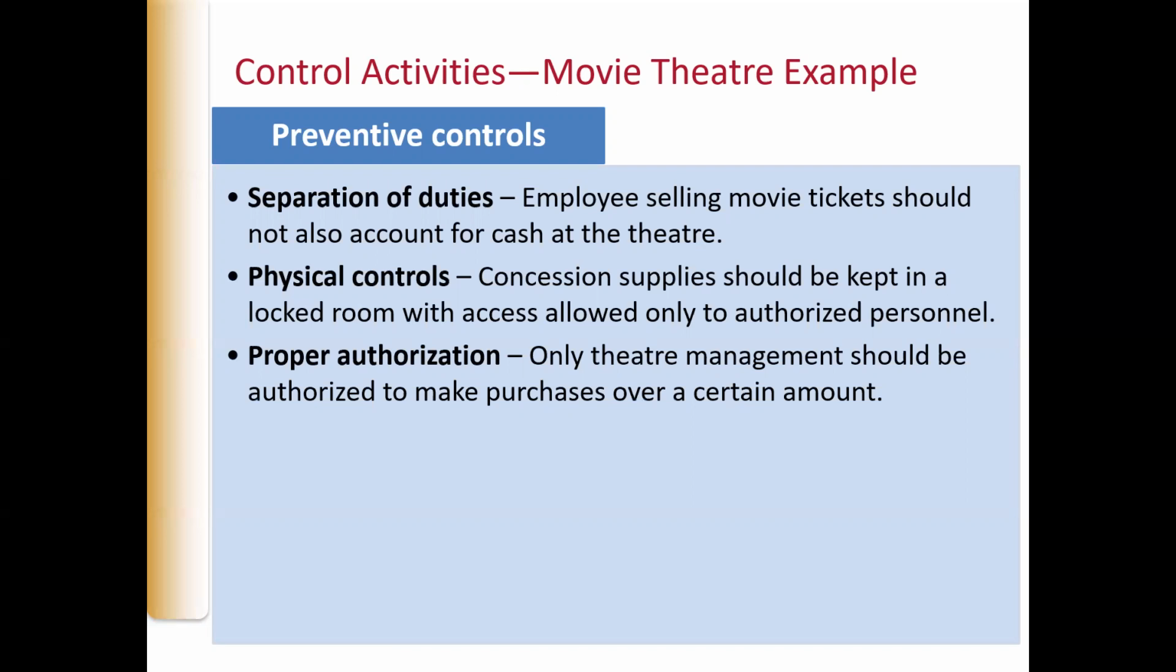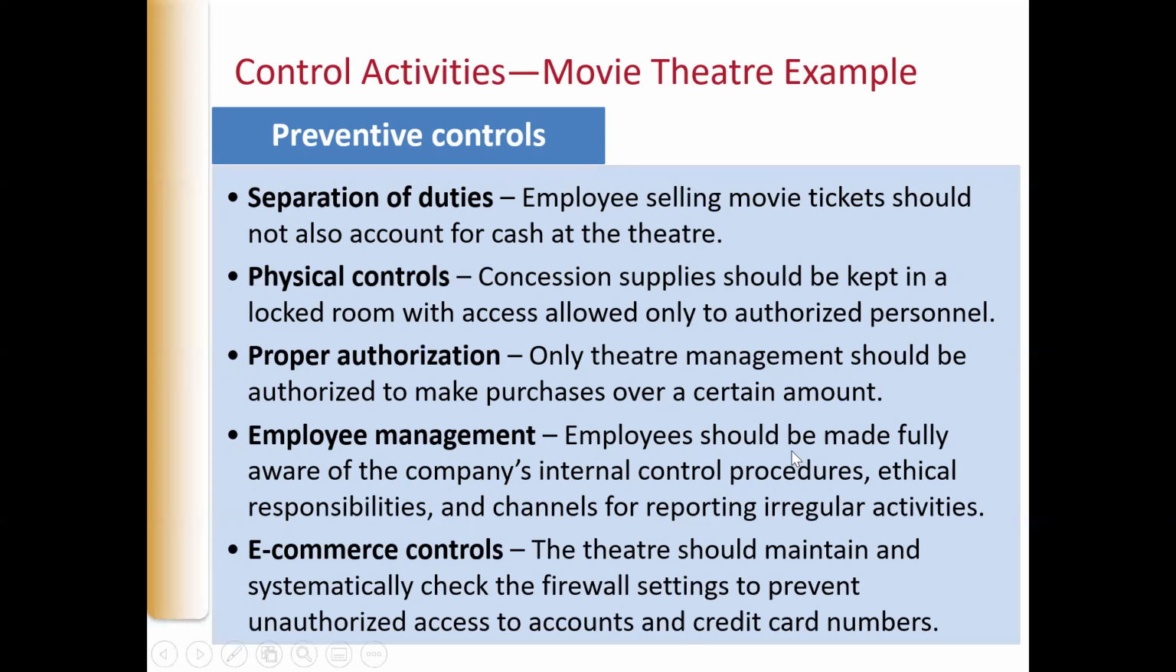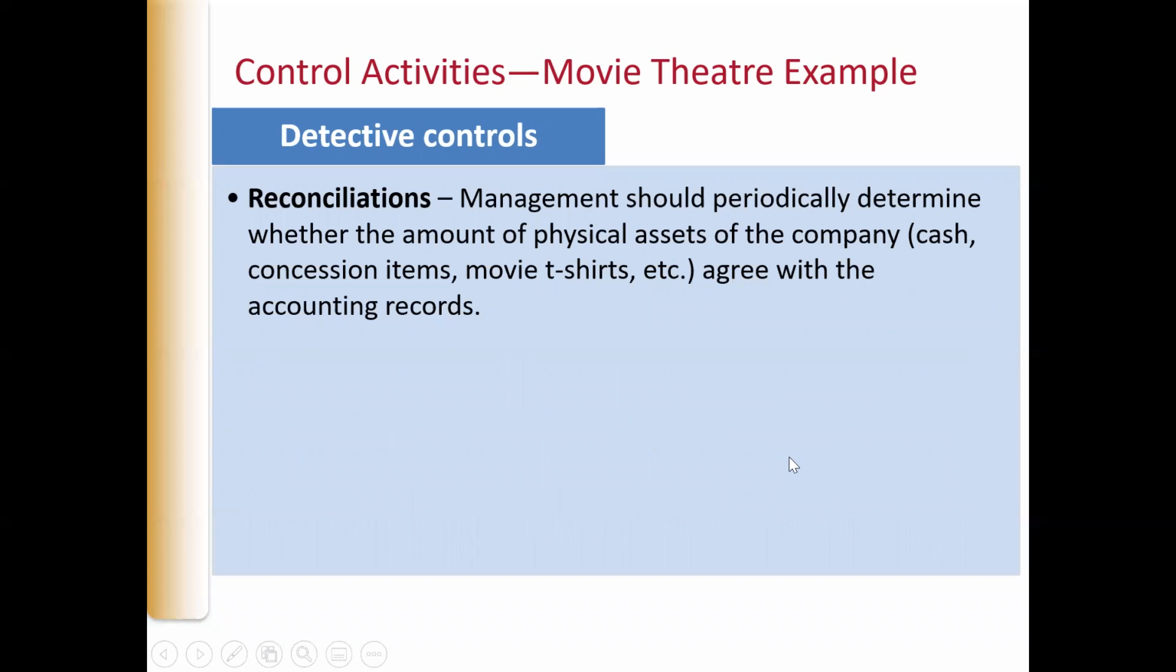Proper authorization would be that the theater's management should only be the ones that are authorized to make purchases over a certain amount. Employee management, employees should be made fully aware of the company's internal control procedures, their ethical responsibilities, and channels for reporting irregular activities. And then e-commerce control, firewall settings. Now, those are preventative controls.